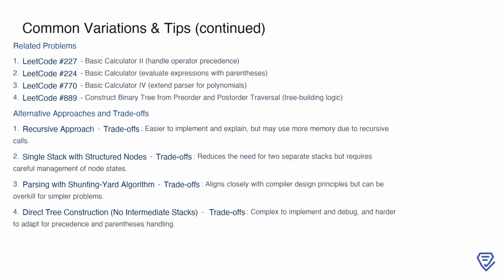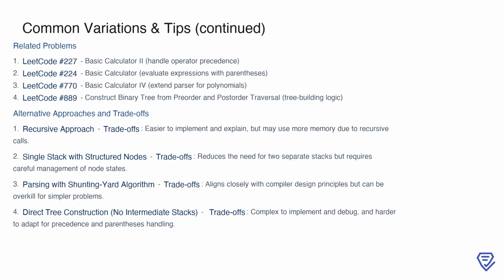As for alternative approaches, a recursive solution is often easier to implement and explain but may use more memory due to the overhead of recursive calls. Alternatively, you could use a single stack with structured nodes. This reduces the need for separate operator and operand stacks but requires careful management of node states. Another option is to use the shunting yard algorithm, which aligns well with compiler design principles. However, this method may be unnecessarily complex for simpler problems.